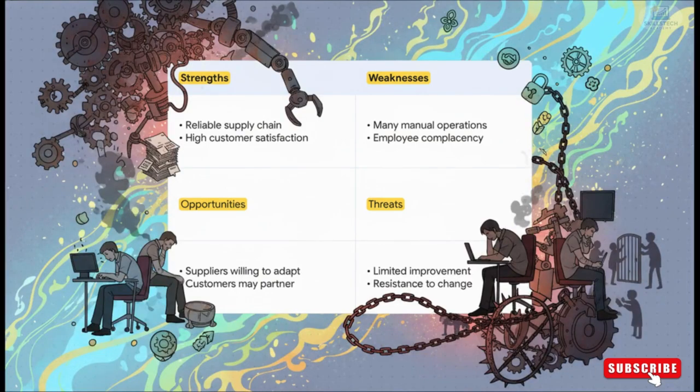And check this out. You can see the direct threats that bubble up from those weaknesses. All those manual operations severely limited their options for real improvement. And that employee complacency? Well, that created a very real threat of resistance to the very changes they needed to make. And just like that, the entire picture becomes crystal clear.